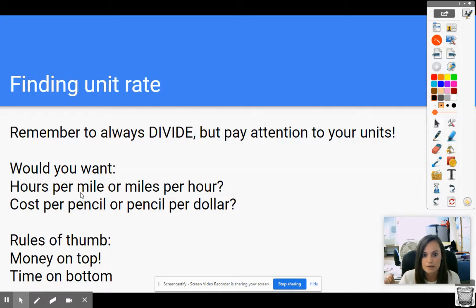The amount of miles you can go depends on how many hours you have. So you always put your dependent variable on top of your independent variable. So same thing with cost per pencil or pencil per dollar. Which one do you say? Cost per pencil.